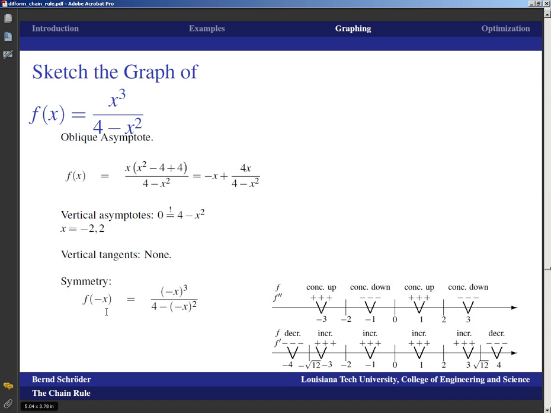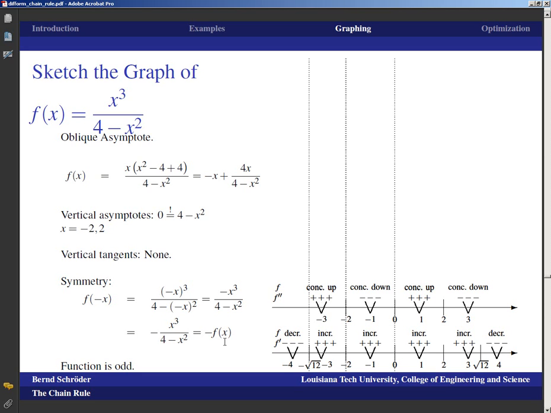So let's look at f of -x. You just plug in -x and you pull out the negative signs, and you realize -x cubed is negative x cubed. Negative x squared is just x squared, so it changes into negative x cubed divided by 4 minus x squared. And that's just minus f of x, and so that means that the function is odd. And now we can just go ahead and start working out the behavior of the function.